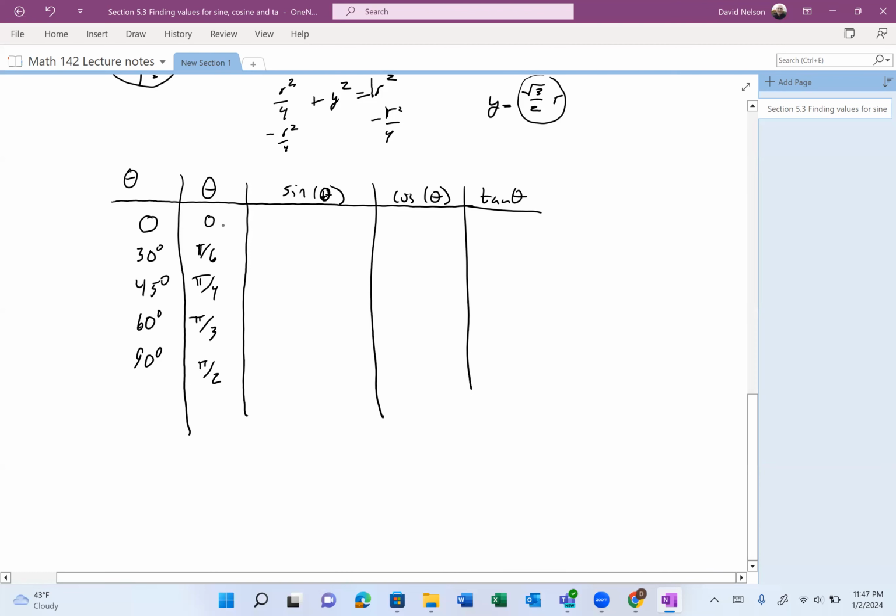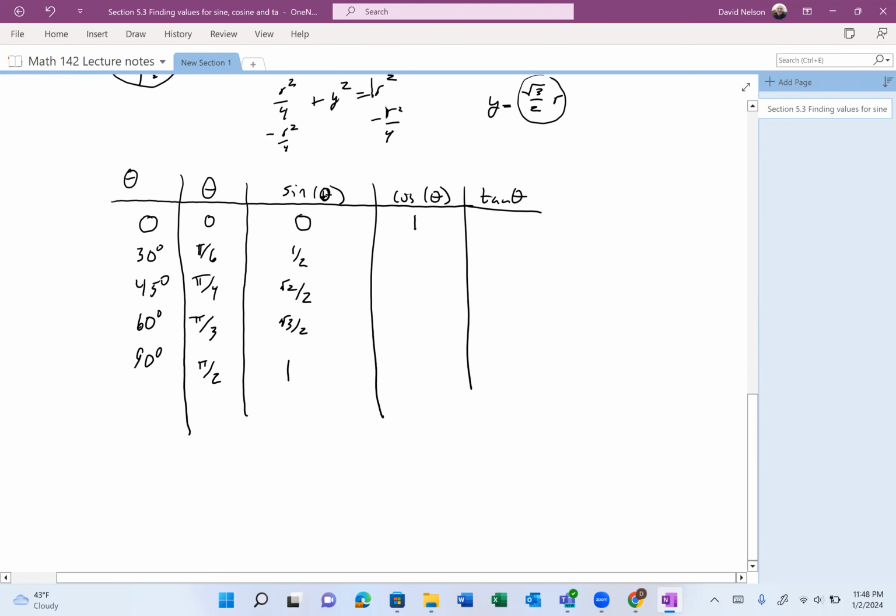So what we had was the sine of 0 was 0. The sine of pi over 6 was 1/2. If we scroll back up, you'll see that. The square root 2 over 2 was the sine of 45. Square root 3 over 2 is the sine of 60. And 1 was the sine of 90 in there as well. Now the cosine actually worked in the reverse order.